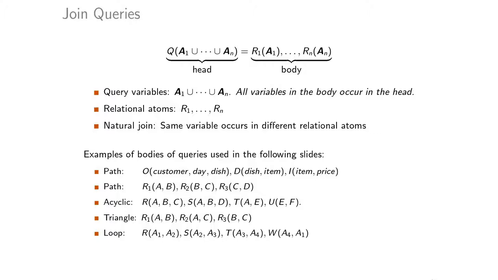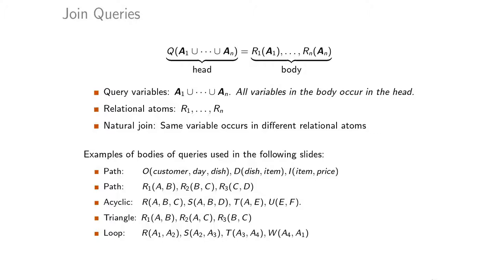So what are the joins? The fact that I have the same variable in D and in I, item, means that I join these two relations on that column. The fact that I have dish in O and dish in D means I join orders and dishes on that dish column. And the joins here are all equality-based joins. You want to have the same value.